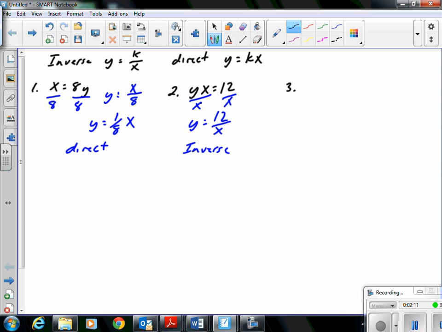And 3, y plus 4 equals x. And you get y by itself, so we subtract the 4. It's going to give us y equals x minus 4, which that's not a number divided by x or a number times x, it's a number subtracted from x. So that's going to be neither. It doesn't fit inverse or direct variation.